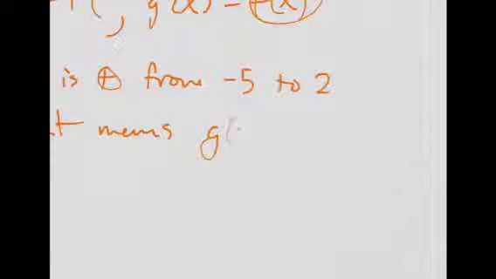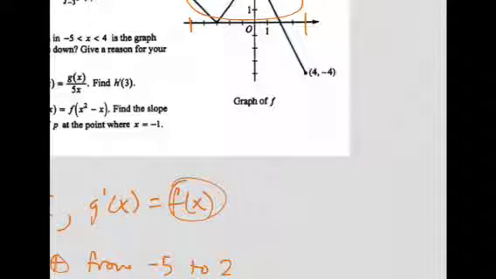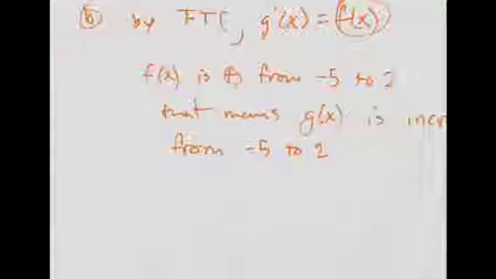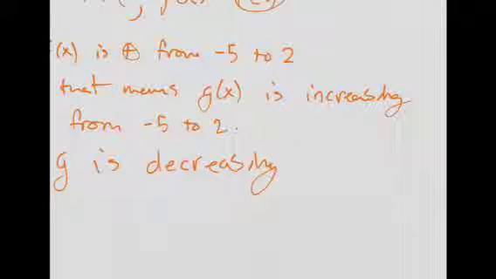That means g of x is increasing from -5 to 2. And then it's also decreasing because f is negative, so g is decreasing from 2 to 4.